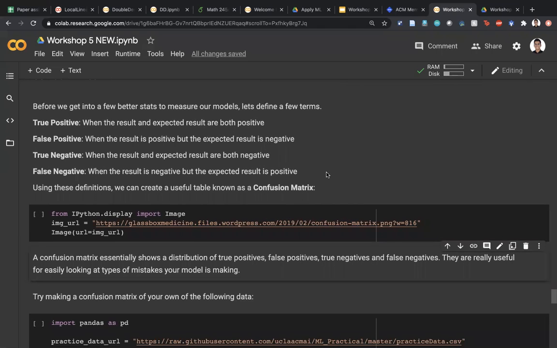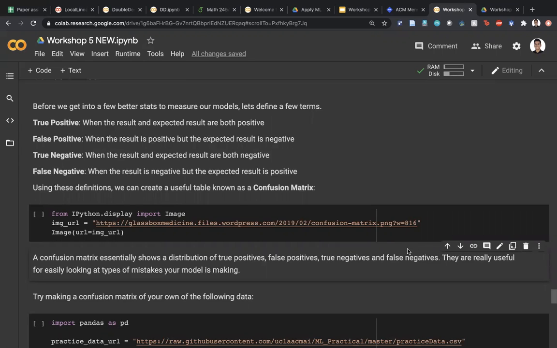So using all these definitions, we can create something called a confusion matrix. Before going on to that, are there any questions about any of these definitions? Some of you may have come across this before. Let's look at the chat.